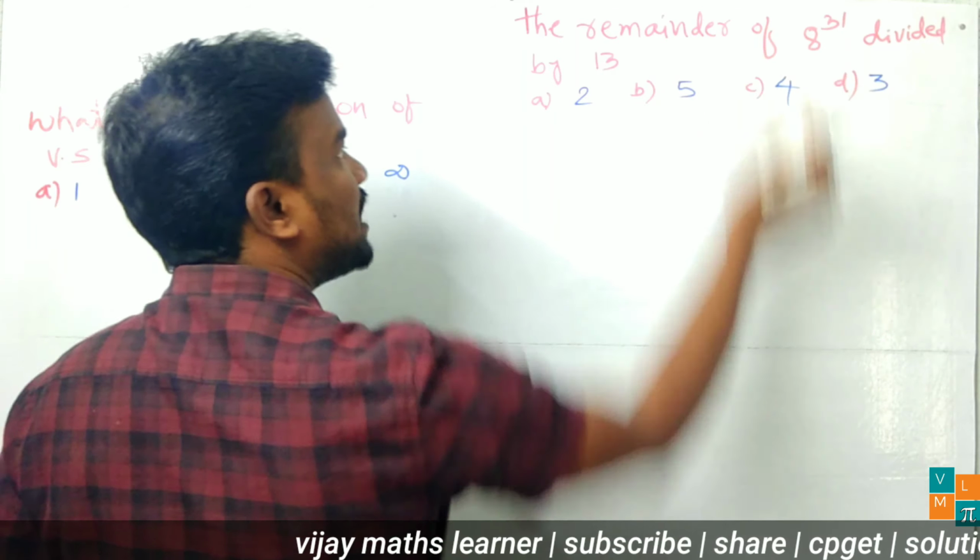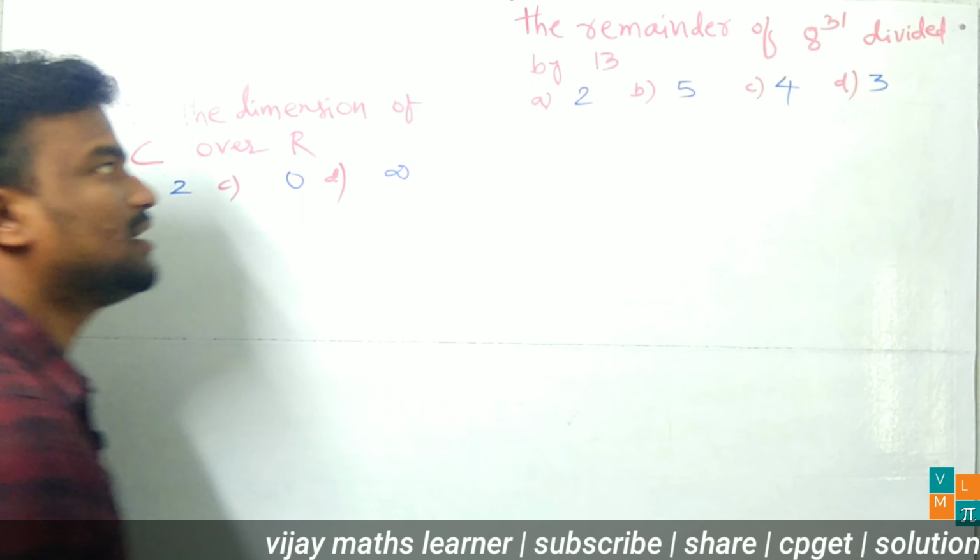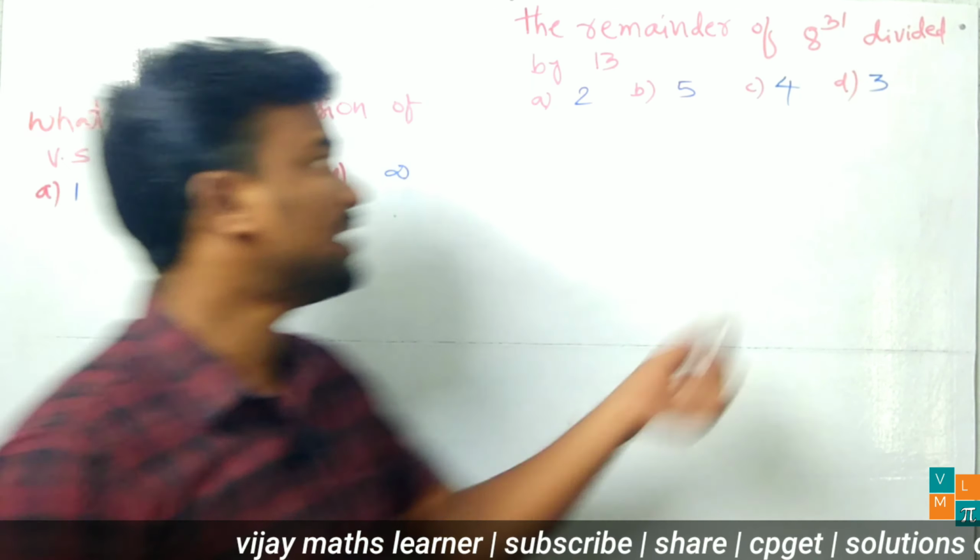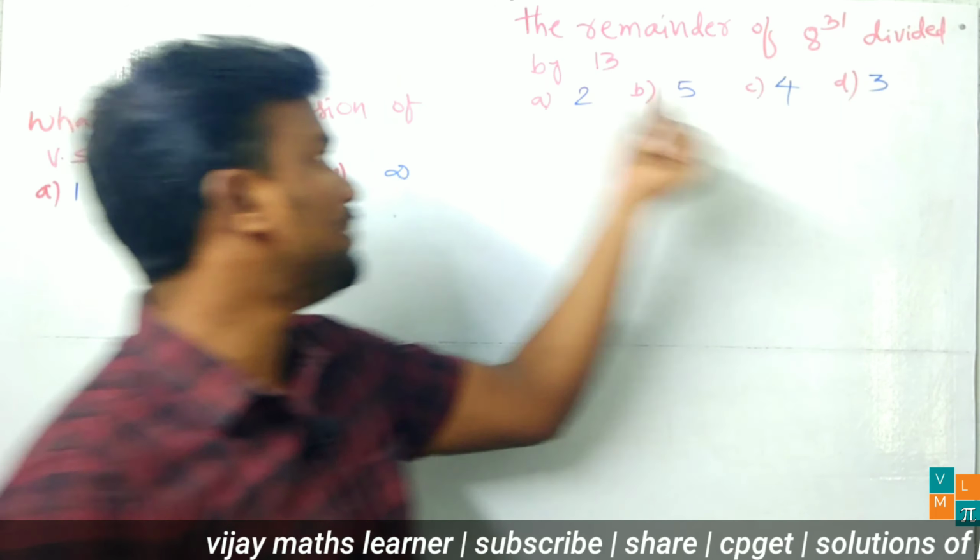The remainder of 8 to the power of 31 divided by 13. Here we have to find the remainder when 8 to the power of 31 is divided by 13.